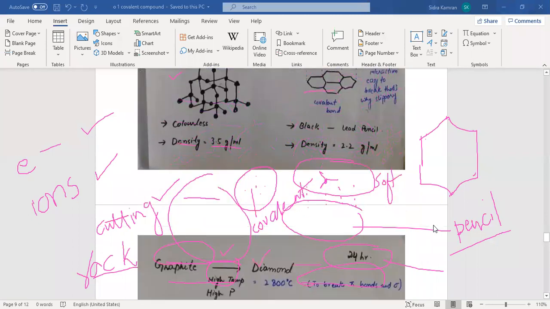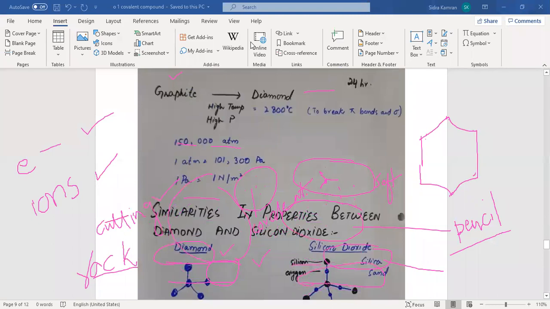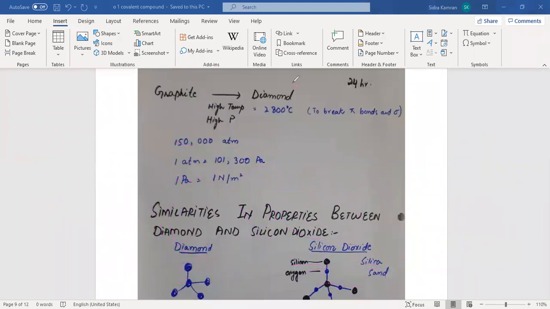Next, you can convert the graphite into diamond. Nowadays, chemists can make synthetic diamond from graphite. As we know, diamond is very expensive. We can make synthetic diamond from graphite. How can we make it?